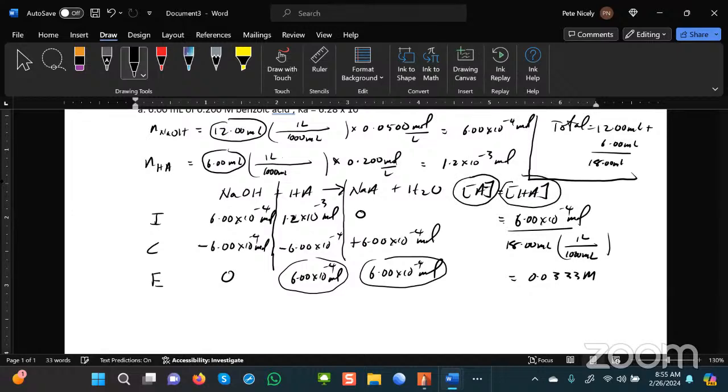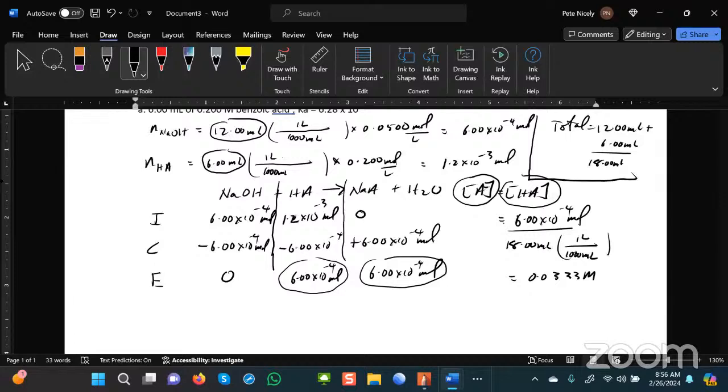Here we have a solution of a weak acid and its conjugate base. So what do we call that combination? What do we call a solution which contains a weak acid and the conjugate base of that acid? We just learned that term. Buffer solution, thank you.